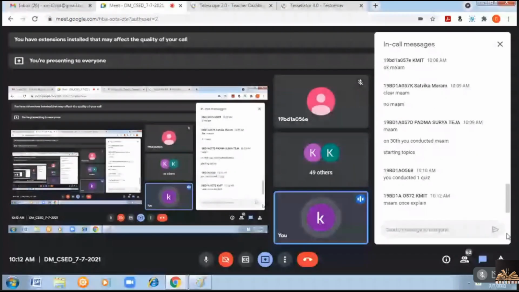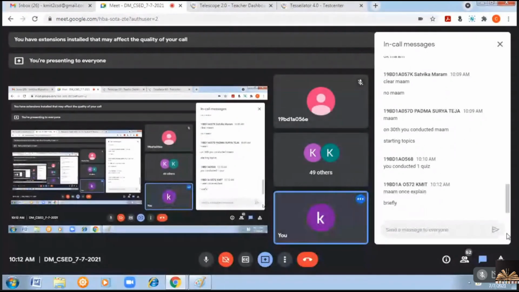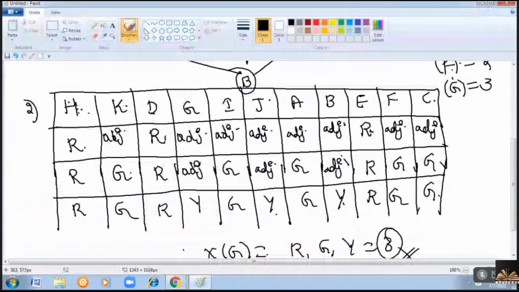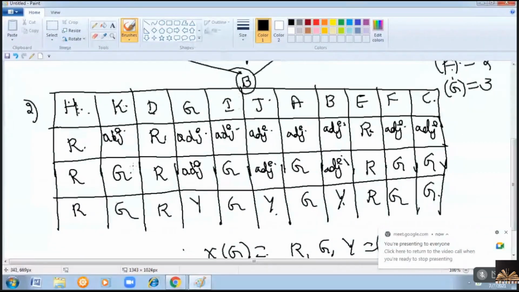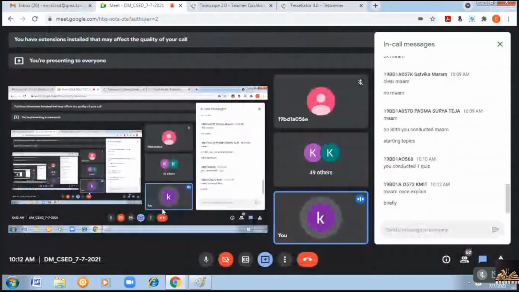I'll explain one more example, ma. Because if I draw the same graph one more time and draw the table one more time, it will be a waste of time. I'll explain one more example. Is it okay? Or if you want me to explain the same one, I'll do it. You want me to explain the same problem or one more?